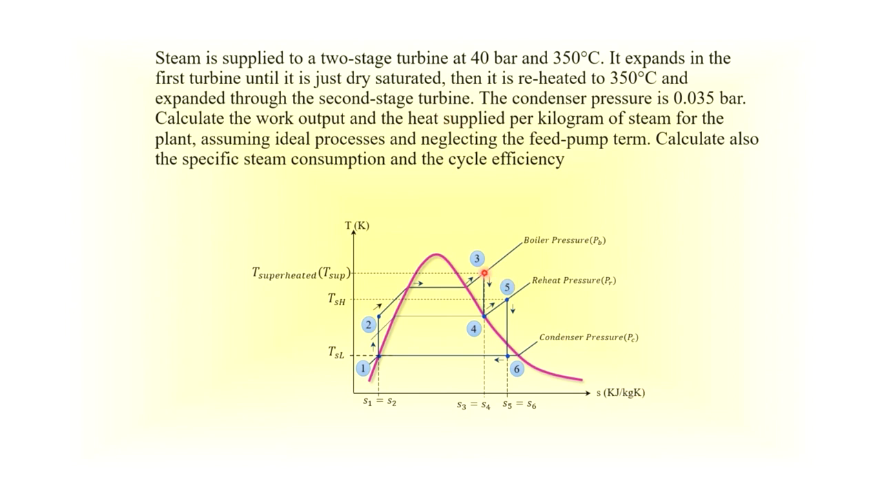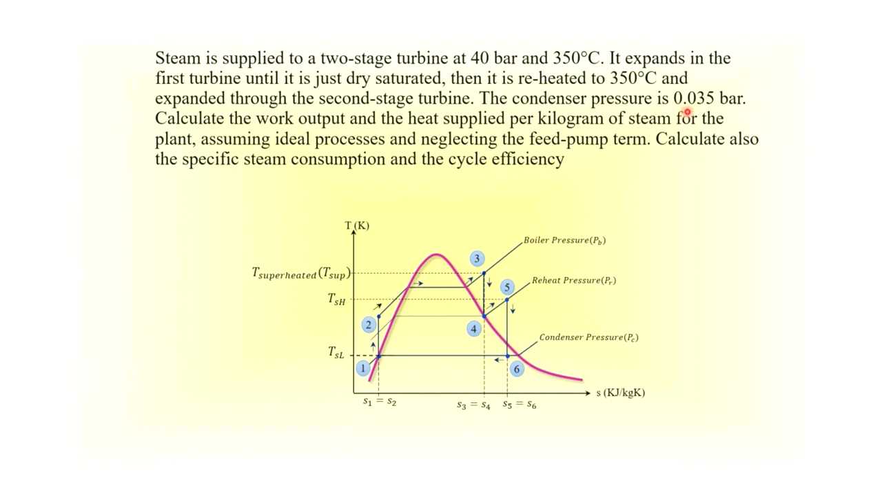So going in at point 3 at 40 bar and 350, it expands through the first turbine until it is just dry saturated, so it touches the dry saturated vapor line. This would be the pressure which you can find later on. Then it is reheated to 350, so this temperature here should be 350. Reheated to 350 means point 3 and point 5 superheated temperatures should be the same. There is a slight difference in this diagram.